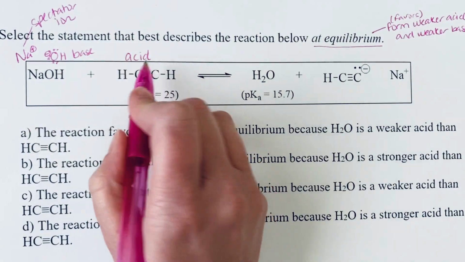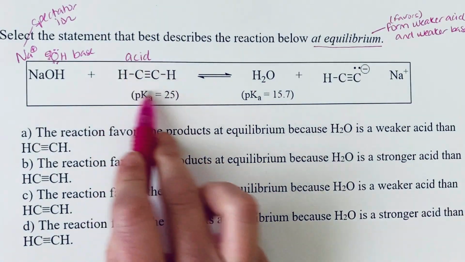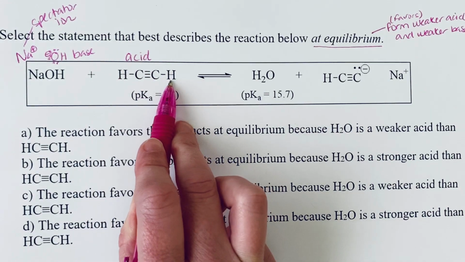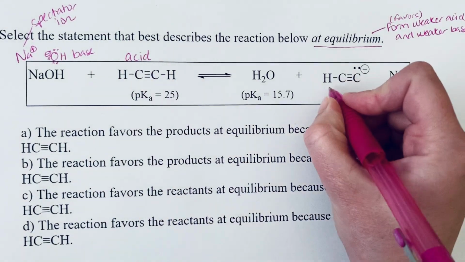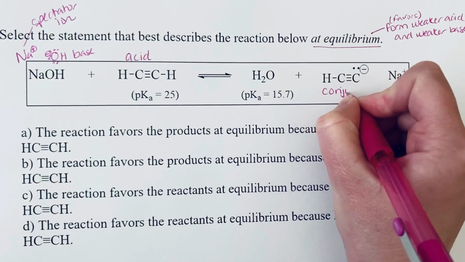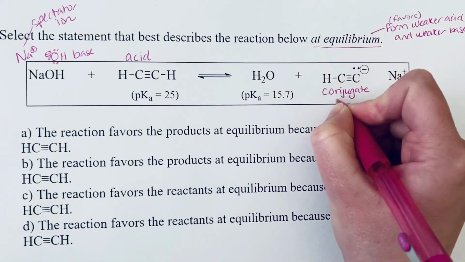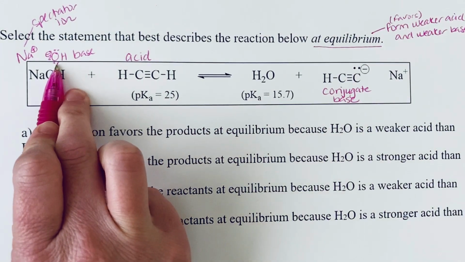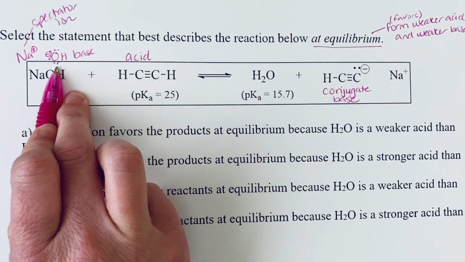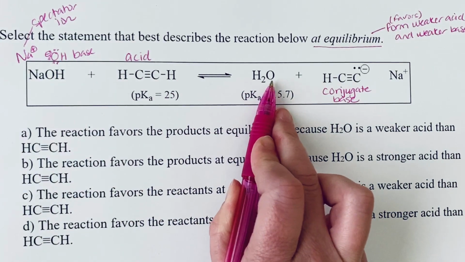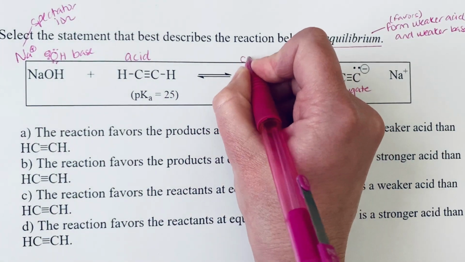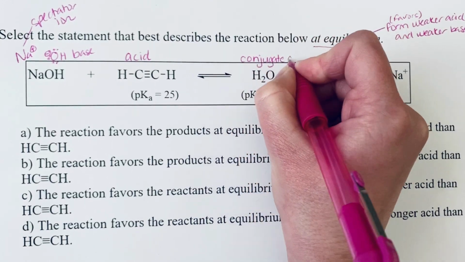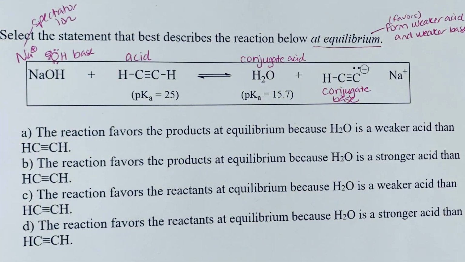Okay, so this is our base, this is our acid, and then we can say, okay, after this acid reacts, if it's acting as an acid, it's losing a hydrogen, and what it's forming is going to be the conjugate base. And after your base has gained a proton, so in this case, when hydroxide gains a proton, it becomes water, and this is the conjugate acid. So now we have everything labeled.